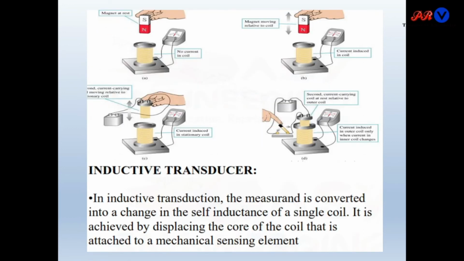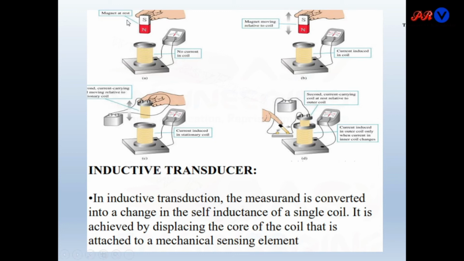Next are the inductive transducers. An inductive transducer uses inductive transduction. The measurement is converted into a change in the self inductance of a single coil. It is achieved by displacing the core of the coil that is attached to a mechanical sensing element.